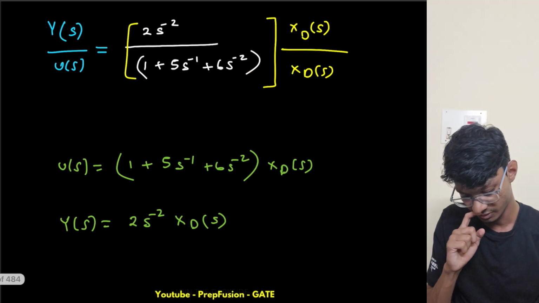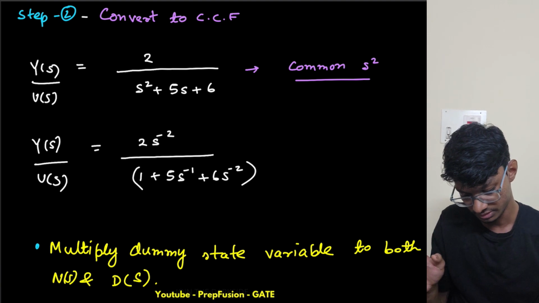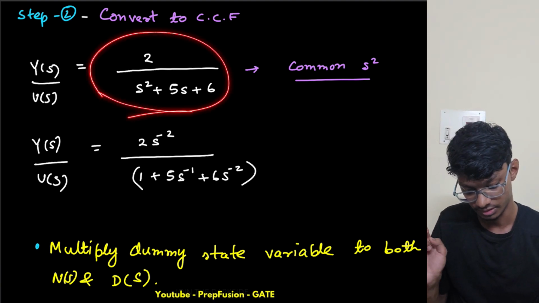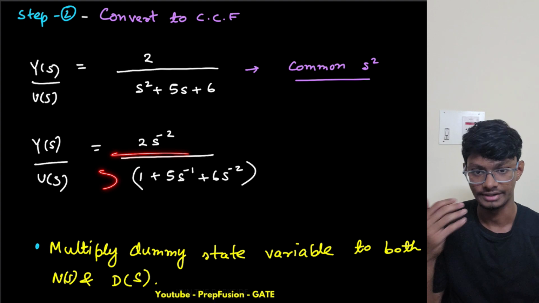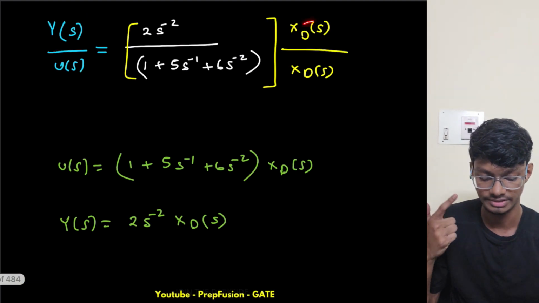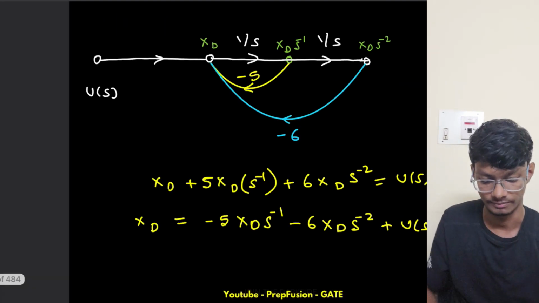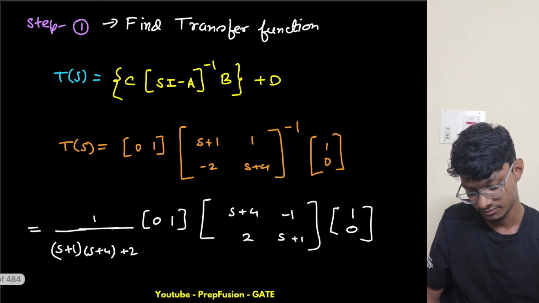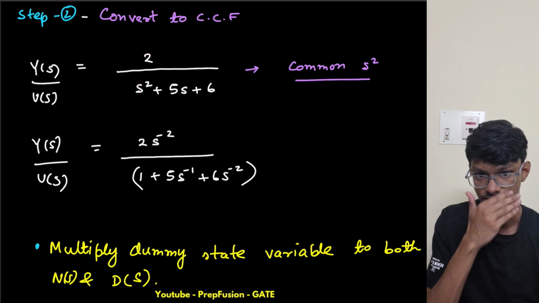So step 1 was to find the transformation. Then convert it into CCF. How? I take common of the highest power from the denominator. This goes above and below, then I multiply by a dummy state variable, and from there I draw the state diagram. Or from the transfer function directly I can write my controllable canonical form.